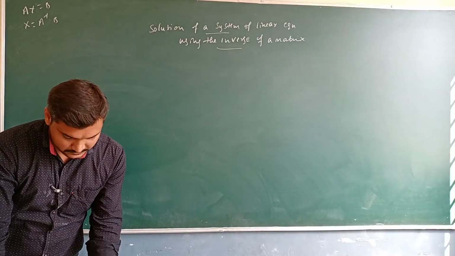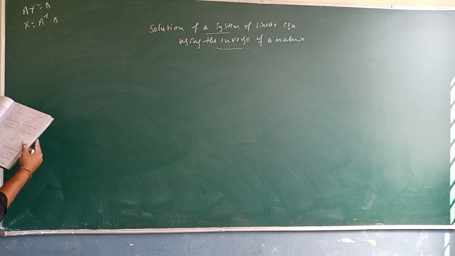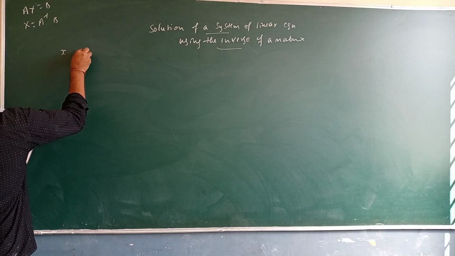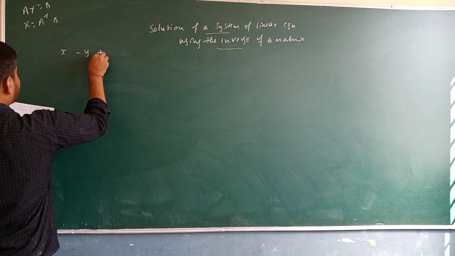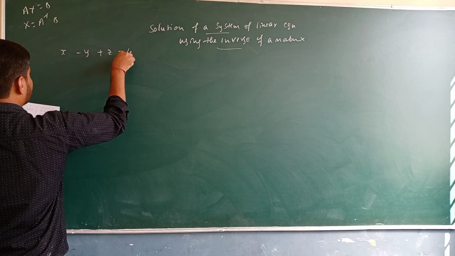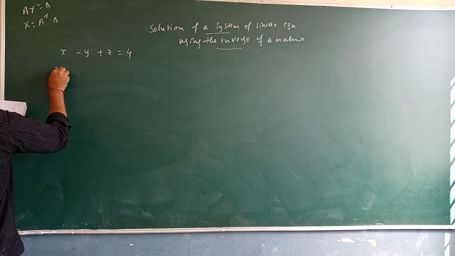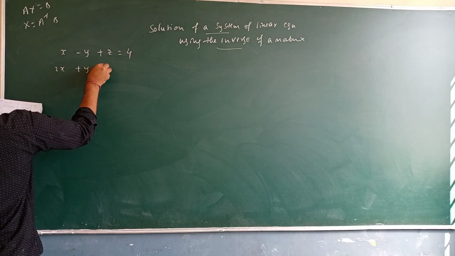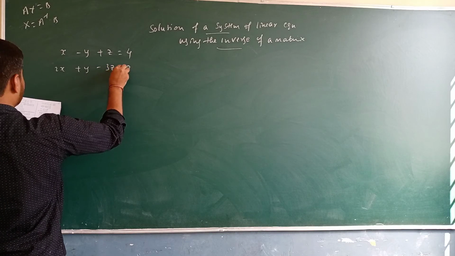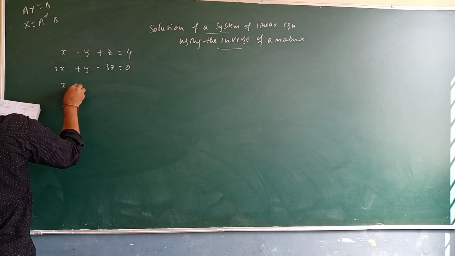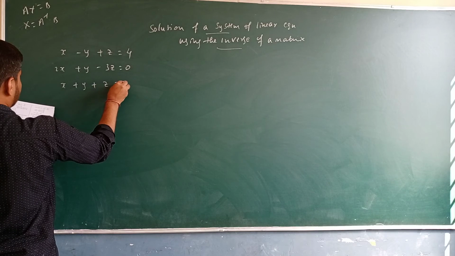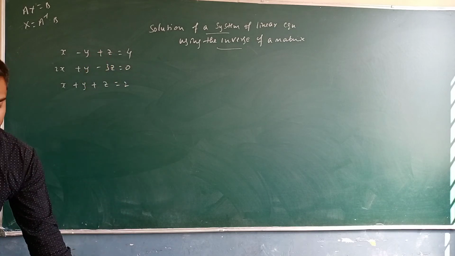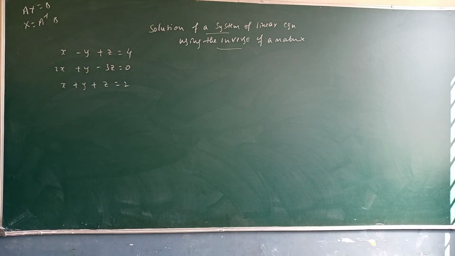With the order 3 cross 3 we have one matrix. So that's going to be x minus y plus z is equal to 4. So here 2x plus y minus 3z is equal to 0. So x plus y plus z is equal to 2. So we need to convert this into the standard matrix form.